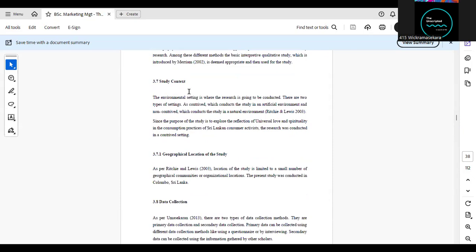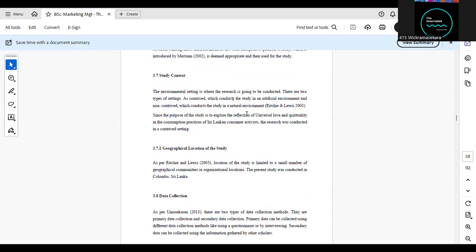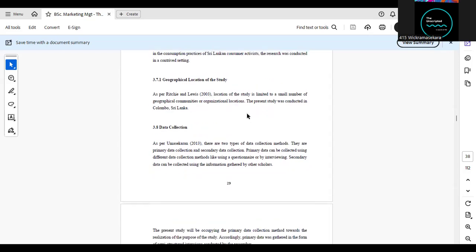And there are two types of study context, actually: non-contrived and contrived settings. Non-contrived is about you undertaking the research in the natural setting, as in what we normally do, talking to the participants. And then there are research or data collections that take place in labs and in artificial environments as well. So that is about it.